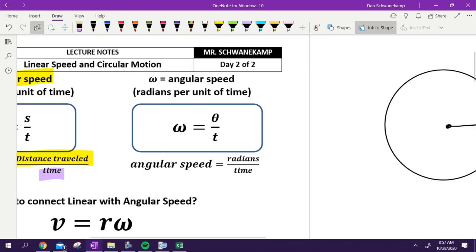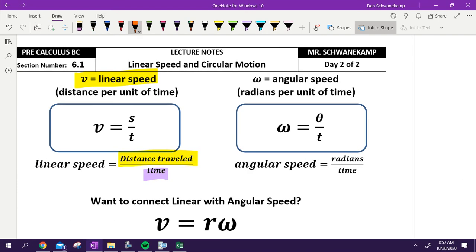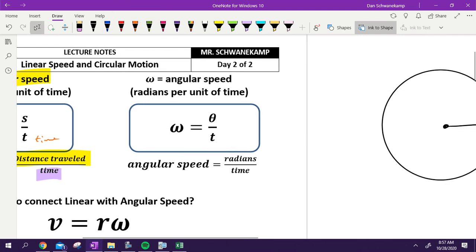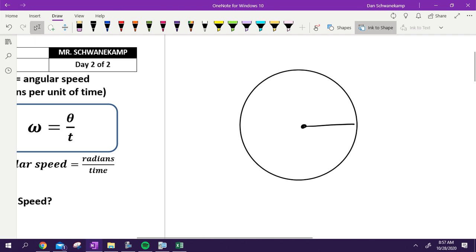So if you look at this first one, to figure out velocity, we are taking s over t. Well, obviously this is velocity, and t stands for time. What does s stand for? Velocity and speed are pretty much the same. S stands for arc length, because we're working in a circle.